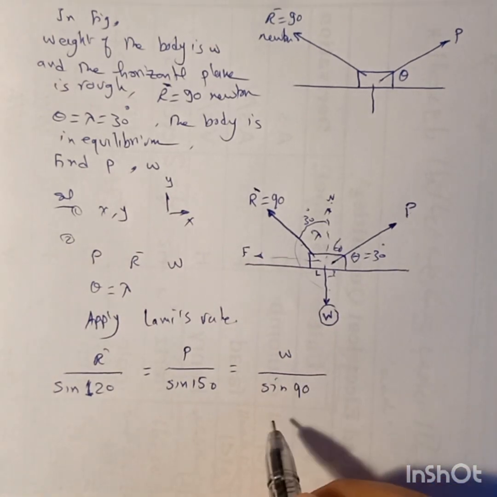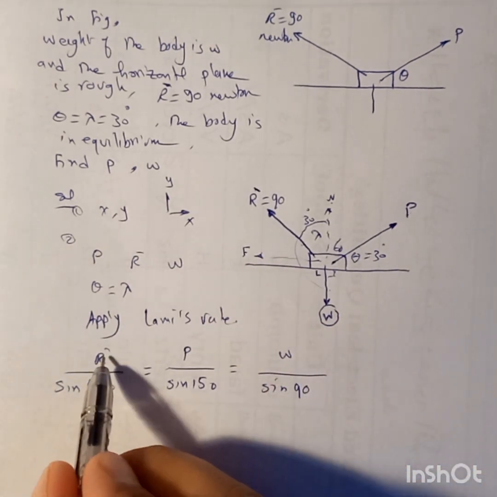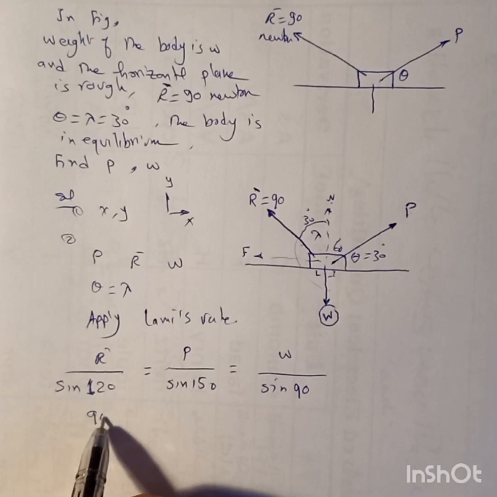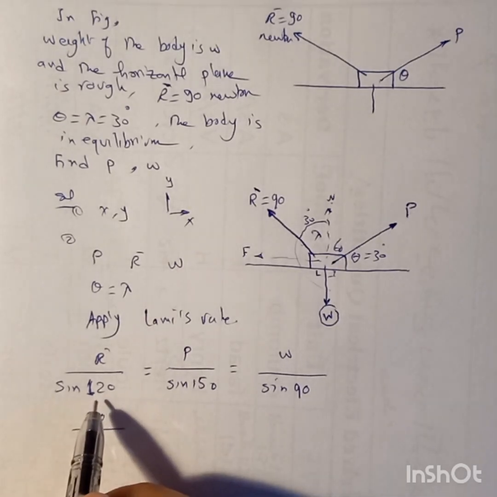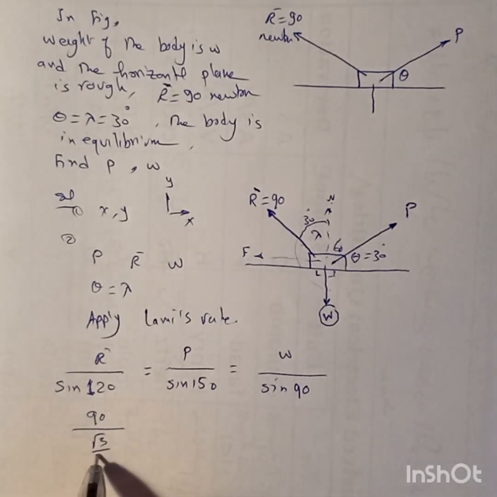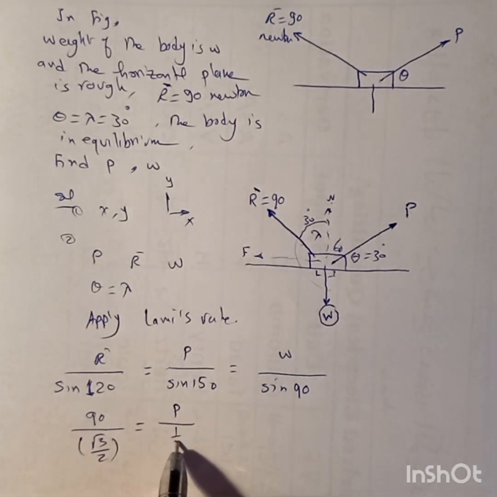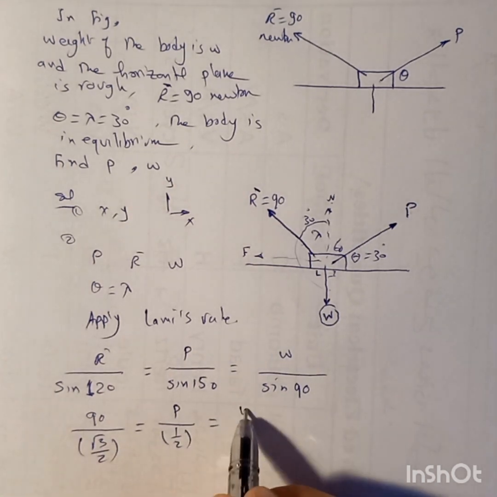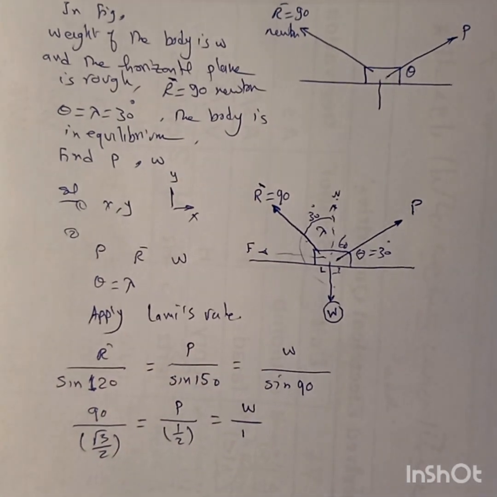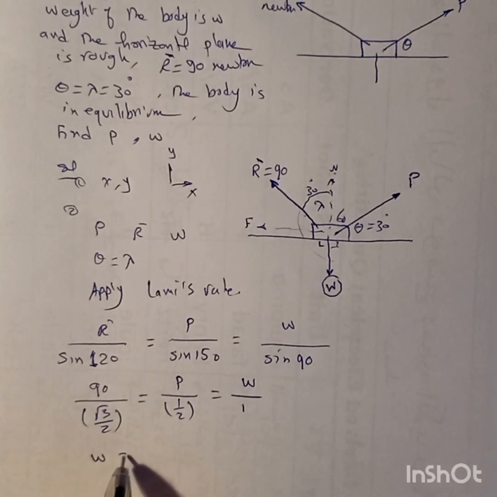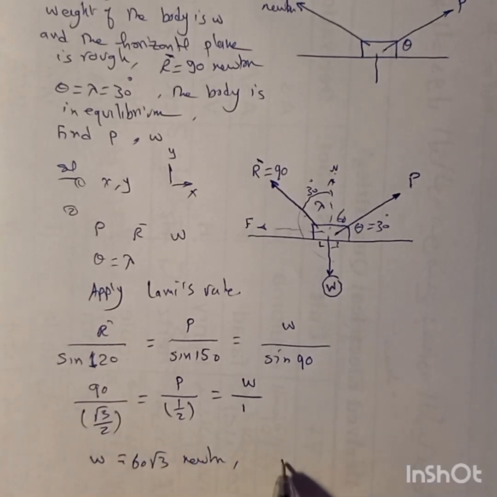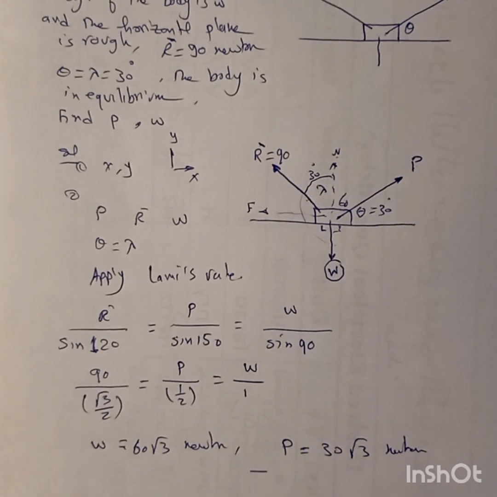Here we have sine 90. It's given that R dash equals 90 Newton. Sine 120 is root 3 over 2. This equals B over sine 150, which is 1 over 2, equals W over 1. From here we can find W equals 60 root 3 Newton, and B equals 30 root 3 Newton. This is the simplest way to solve this kind of problem.